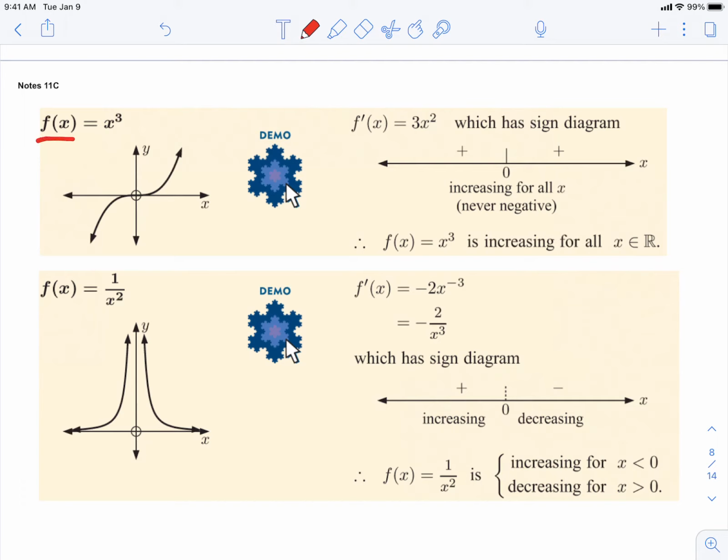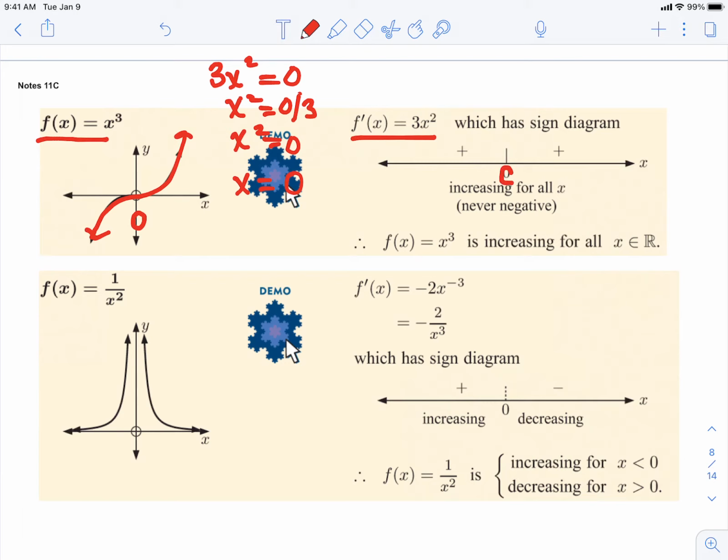So here is our cubic function. There is our graph of our cubic function. We want to find the derivative, so we'd use our power rule. There's our derivative function. Then we find the critical point. We set the derivative function equal to 0, and we solve it for x. So we divide by 3. Then we solve it, so we substitute 0 on our sine diagram.